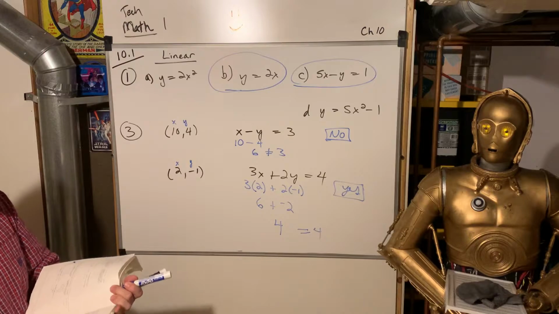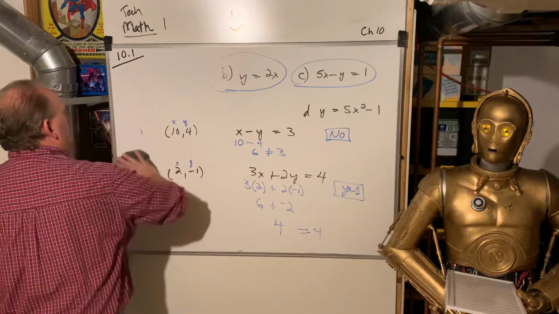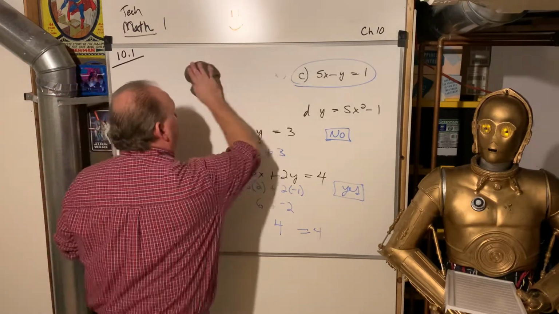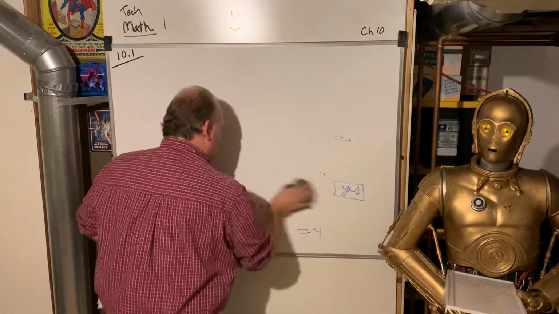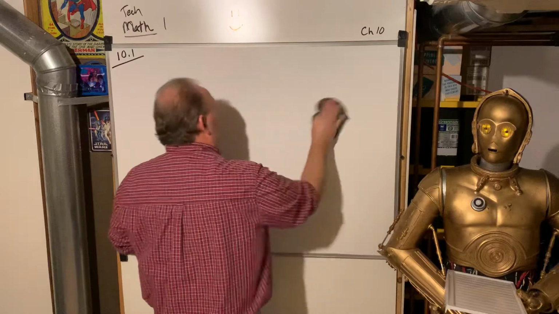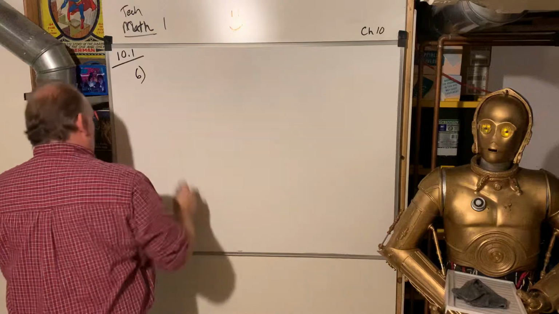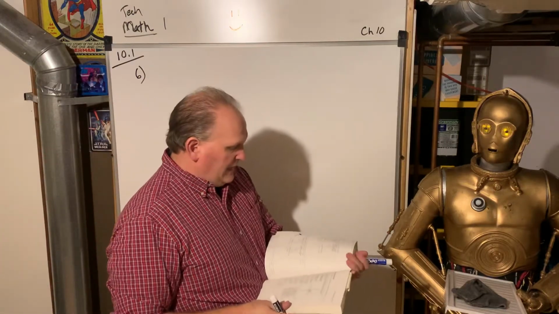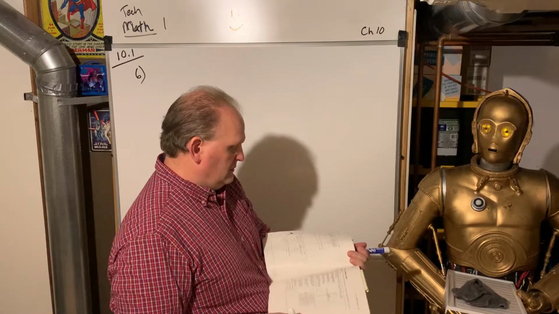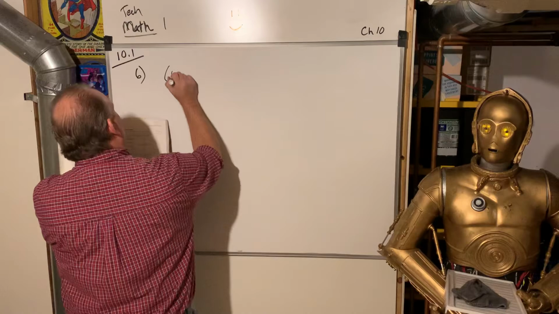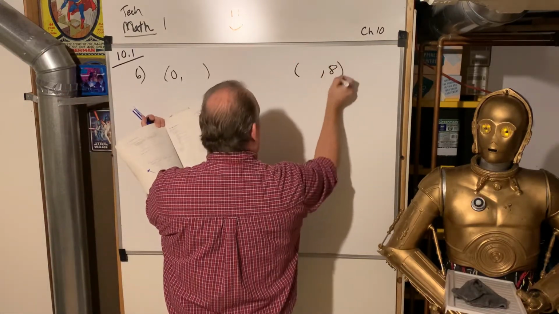So let's look at number 6 on 10.1, next page. They want me to find the x-intercept and the y-intercept, I think. Let's take a look. No, they just gave us one part of an ordered pair. It's just the first one. This is the y-intercept because x is 0. But the other one is just something, comma 8.